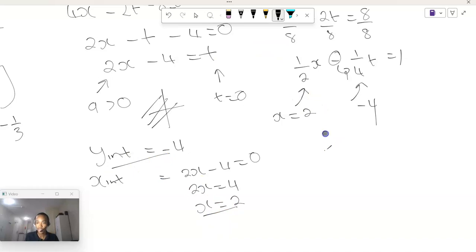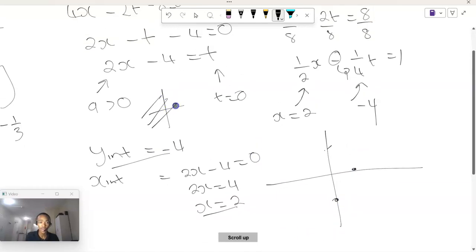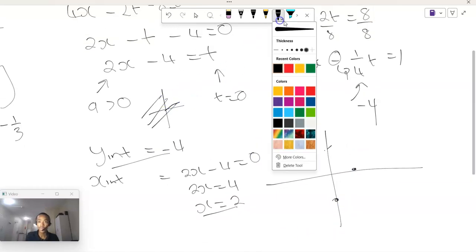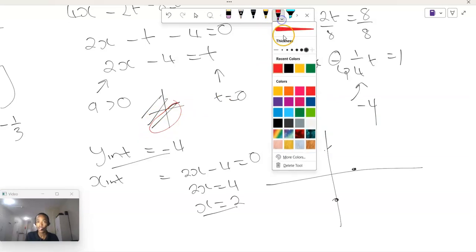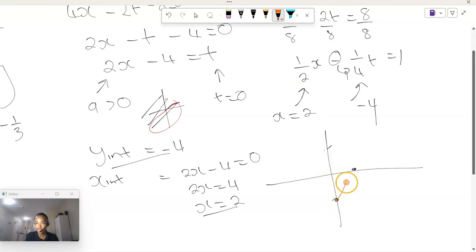Now I can plot. I don't have to think, I'm just putting my values here, x as 2 and then negative 4. Our graph will be something that looks exactly like that. If I join these two points here, remember to put these arrows here to indicate the domain and the range of the function.